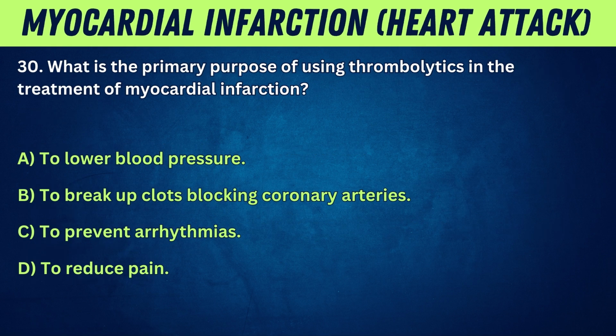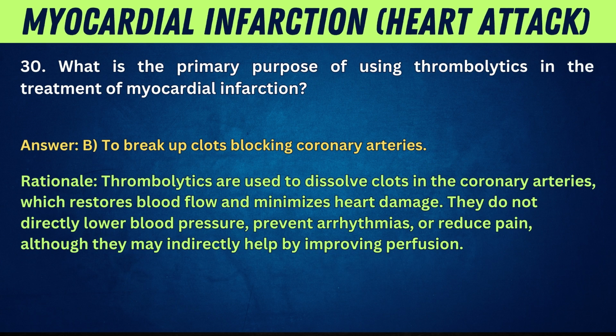30. What is the primary purpose of using thrombolytics in the treatment of myocardial infarction? A. To lower blood pressure. B. To break up clots blocking coronary arteries. C. To prevent arrhythmias. D. To reduce pain. Answer. B. To break up clots blocking coronary arteries. Rationale. Thrombolytics are used to dissolve clots in the coronary arteries, which restores blood flow and minimizes heart damage. They do not directly lower blood pressure, prevent arrhythmias, or reduce pain, although they may indirectly help by improving perfusion.